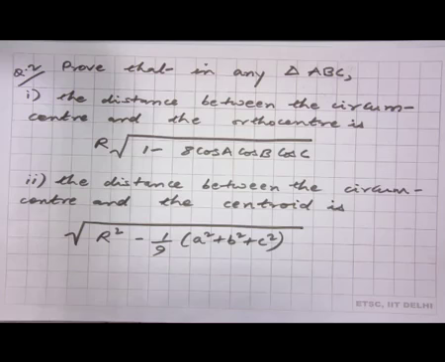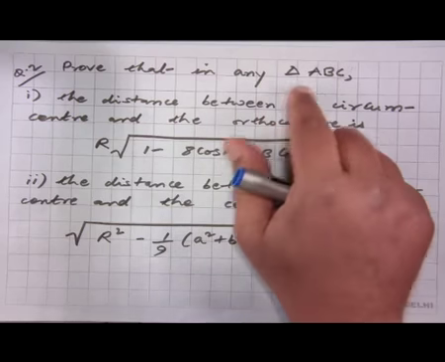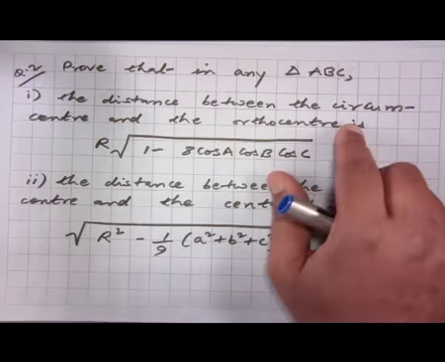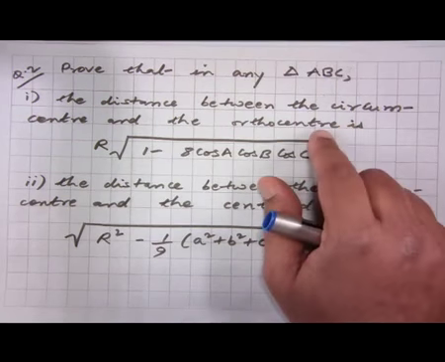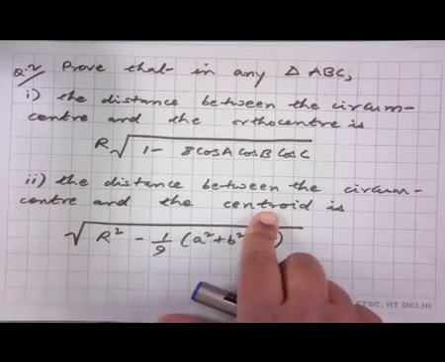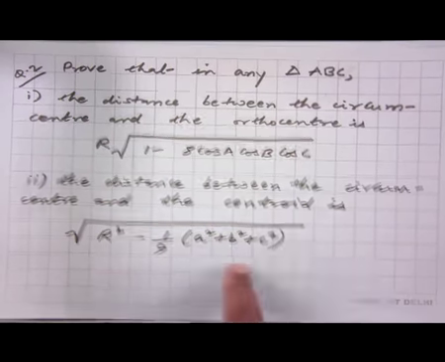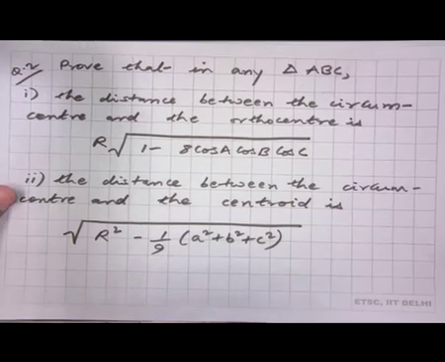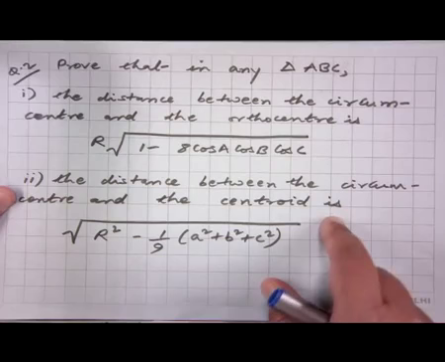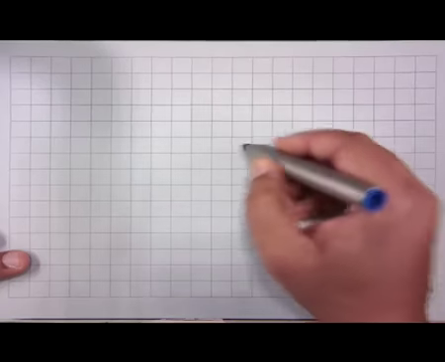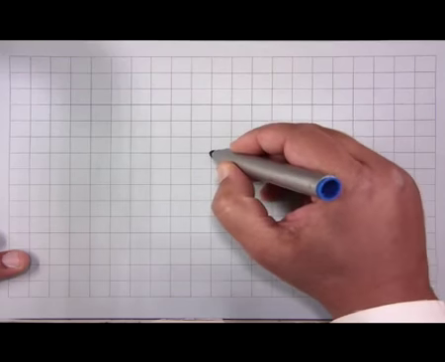So, this is the second problem. Here we are asked to prove that in any triangle ABC, the distance between the circumcenter and the orthocenter is given by this expression, and then further that the distance between the circumcenter and the centroid is given by this expression. So let us first prove the first part, and then we will show that the second part will follow pretty much easily. So, to solve this problem, let us first draw this triangle ABC.